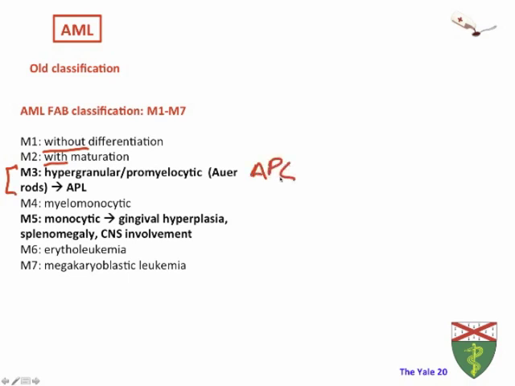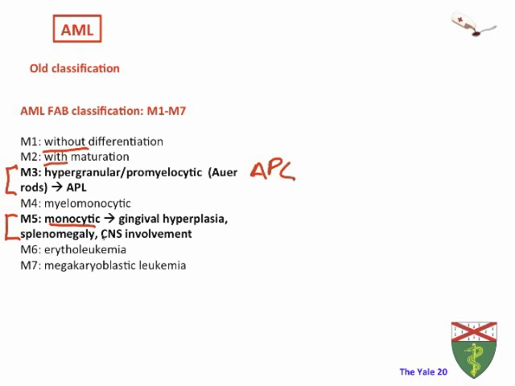M3 is important because it is your APL, okay? Hypergranular, has Auer rods, promyelocytic leukemia. M4 is myelomonocytic. M5 is important too because it's monocytic, okay? And there are certain characteristics of monocytic leukemia that are worth remembering. First, gingival hyperplasia. Remember looking in the mouth of this patient and finding hyperplasia in the gingiva? This often happens in monocytic leukemia.